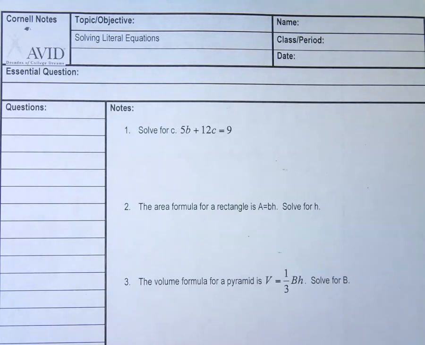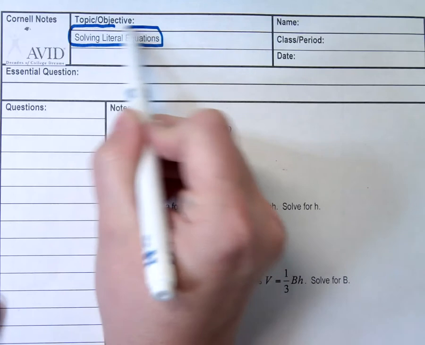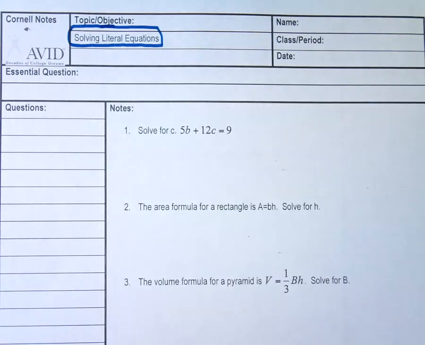Today we are solving equations, but these are called literal equations. That just means we're going to have some equations with a bunch of different variables in them. These are real-life applicable equations, and we're going to be solving them for various variables.